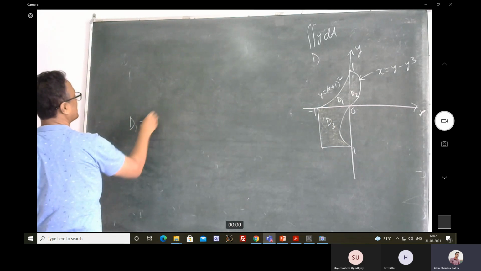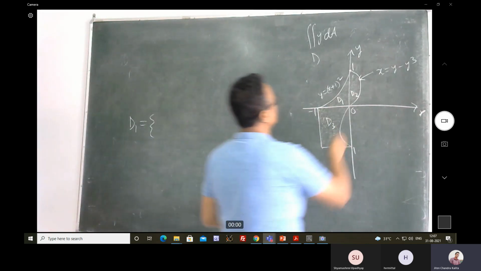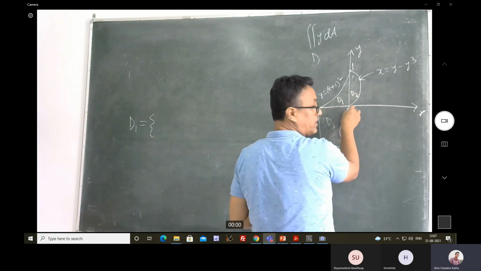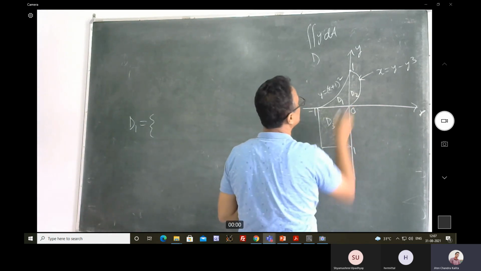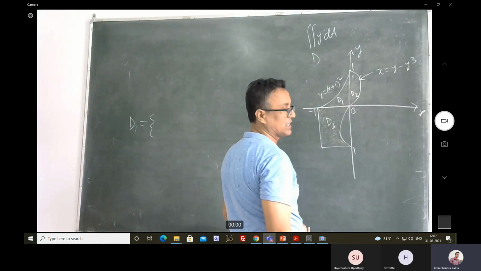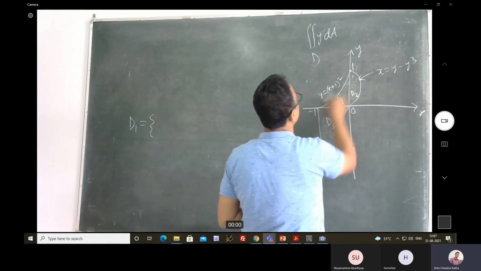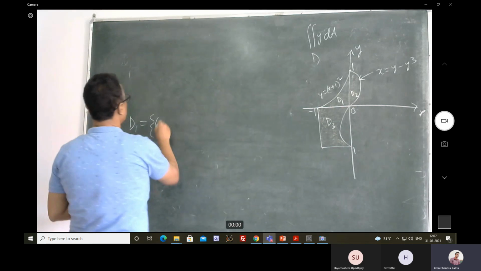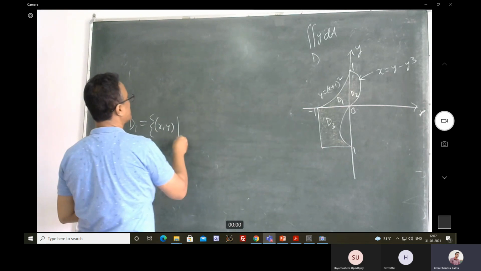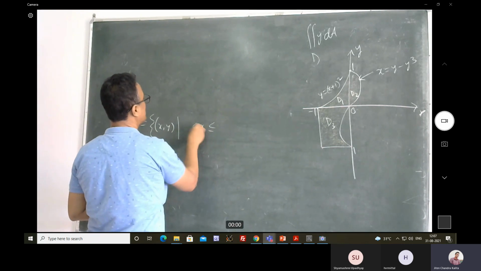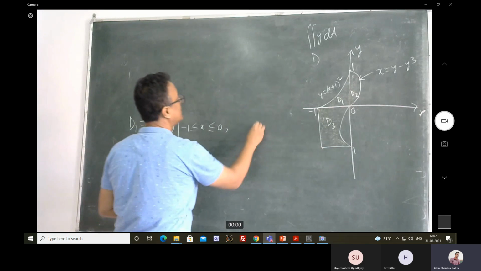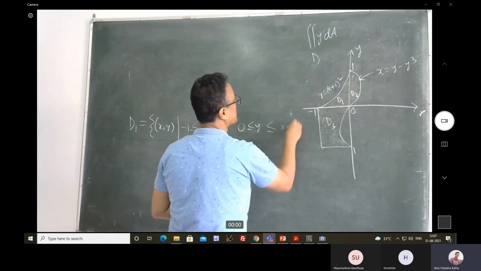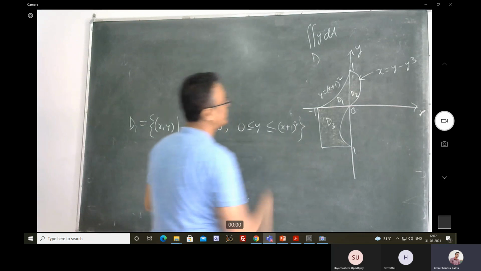So D1 obviously lies between what? -1 to 0 along the x-axis, okay? And this bottom curve is simply y equal to 0, and the top curve is y equal to x plus 1 squared. So here D1 is simply going to be x lying between -1 and 0 and y lying between 0 and x plus 1 squared. Okay.